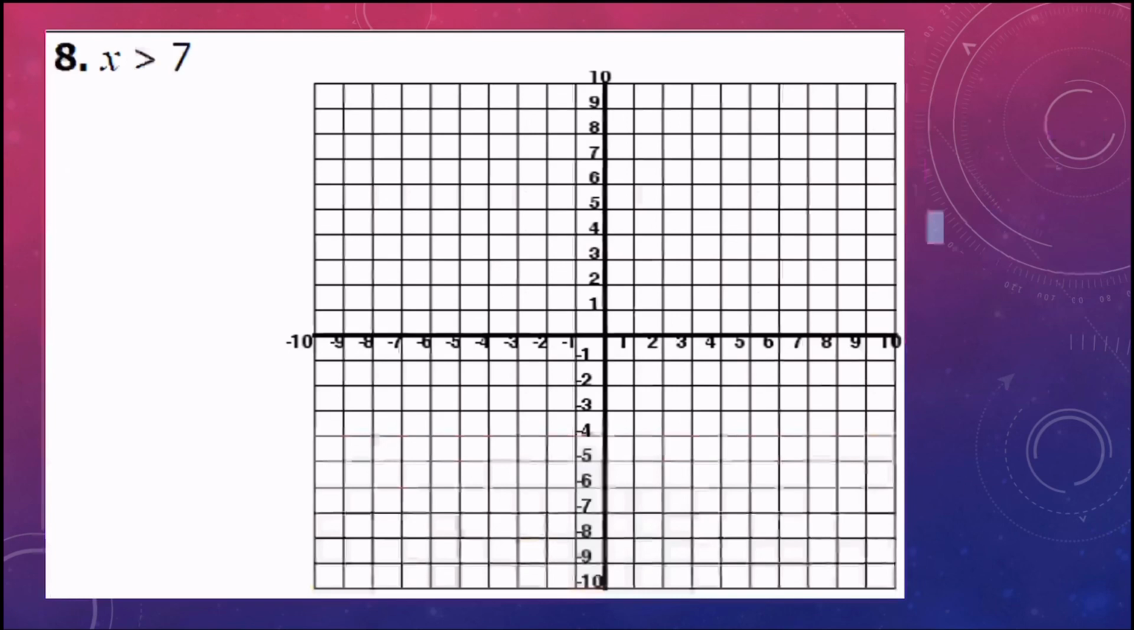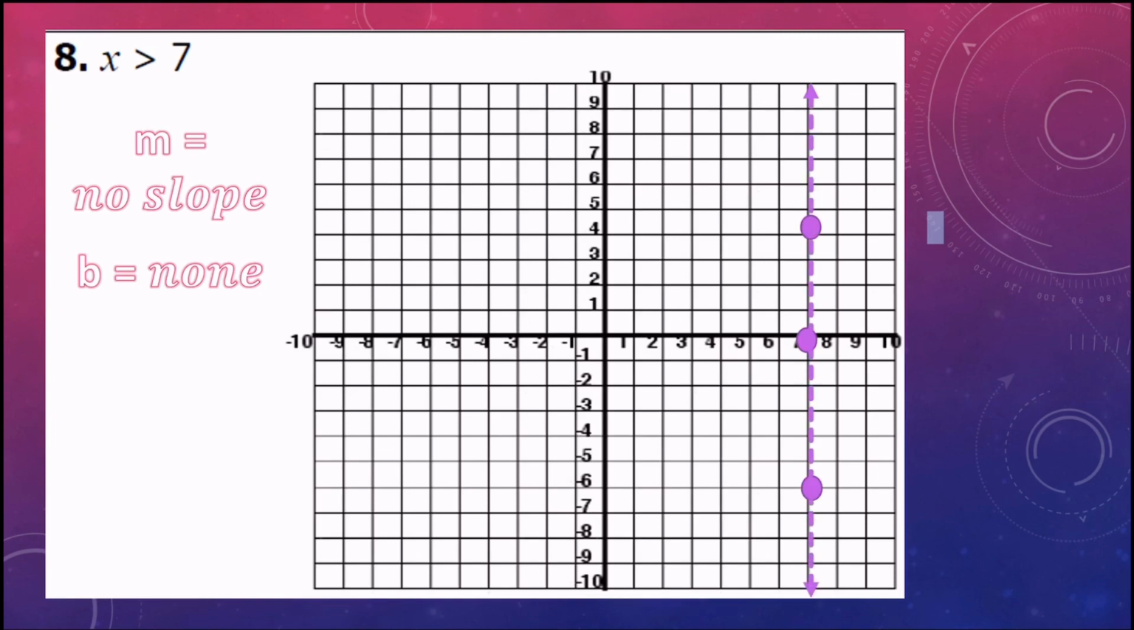So let's go look at this one. Now I have no y value. Okay, so there isn't a y value in my inequality. This one actually has no slope, and there is no y-intercept. There is no y. Okay, so what this means is I'm going to go where x is 7. Anywhere on my line, my x value is going to be 7. I'm going to draw a dashed line because it's a greater than symbol.